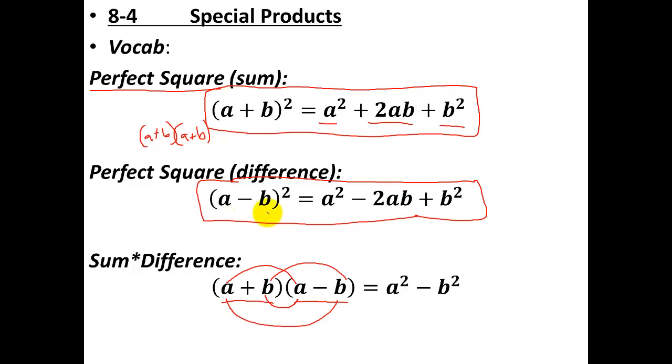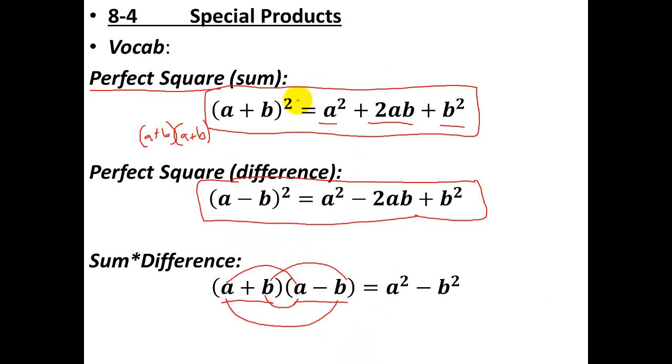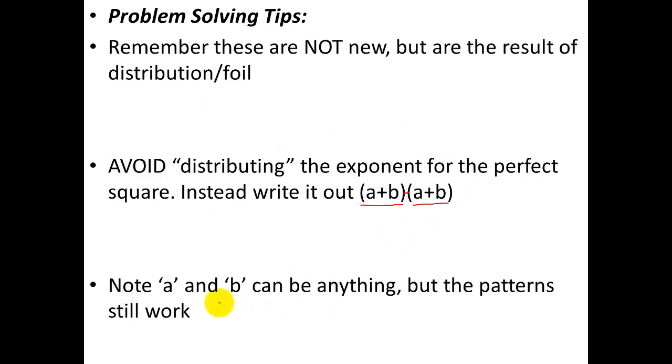Remember that you can always solve them by writing them out and using FOIL or distribution. So problem solving tips, they're not new, they're just a result of something you've already learned. As I said before, avoid distributing the exponents for perfect squares. Instead, either write them out like this as a product of 2 binomials, or learn and memorize those shortcuts. And then note that in these 3 formulas, a and b are just placeholders. They could stand for any variable or any number or any combination of variables and numbers, and you can still apply the same theory. So let's do a couple of examples so you can see this in action.